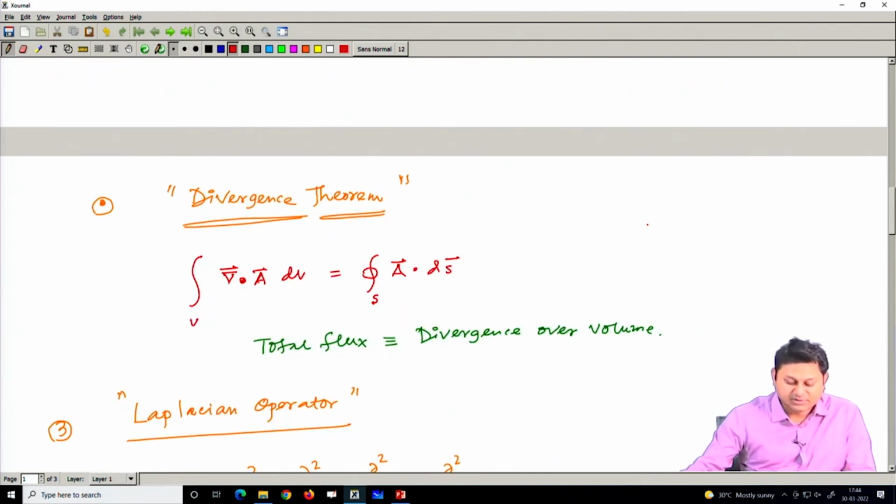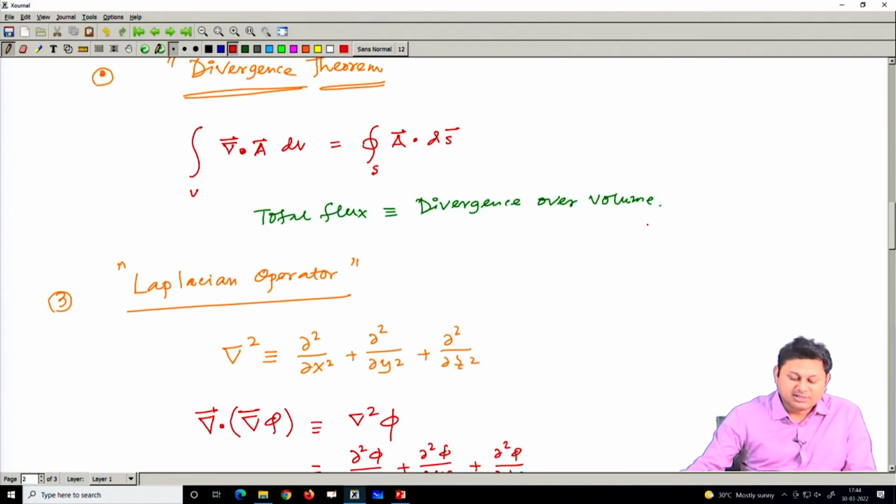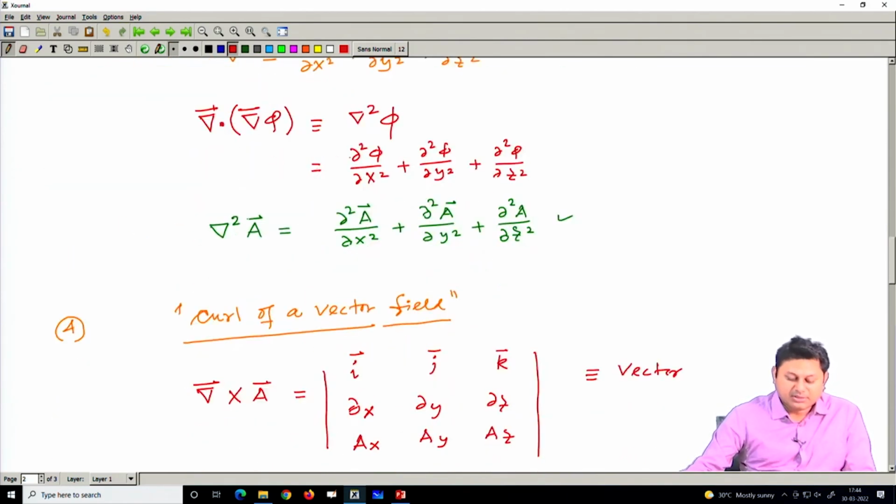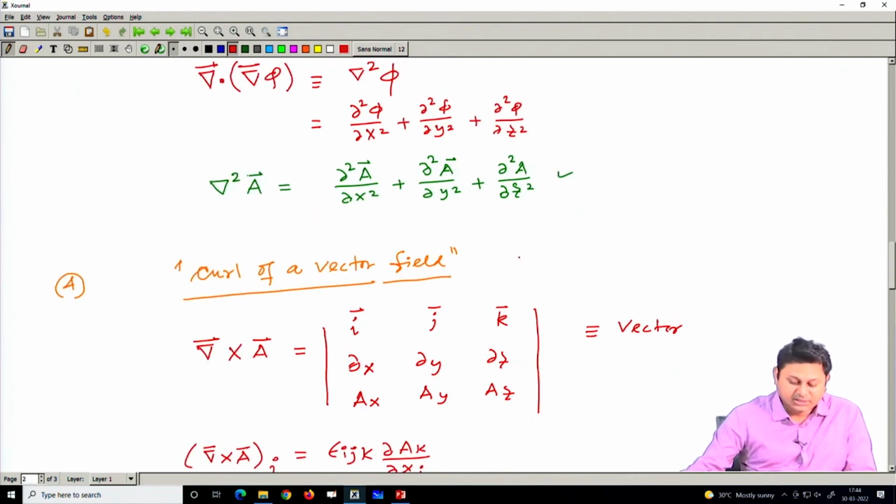What is the important theorem related to divergence, which is Gauss's theorem or the divergence theorem, which tells us that if you calculate the volume integral of a divergence, that should be identical to the closed surface integral, and the surface should be such that it is enclosing the entire volume over which you are calculating the volume integral. Then the Laplacian operator is a very important operator. In the later part of the course, this operator will come very frequently.